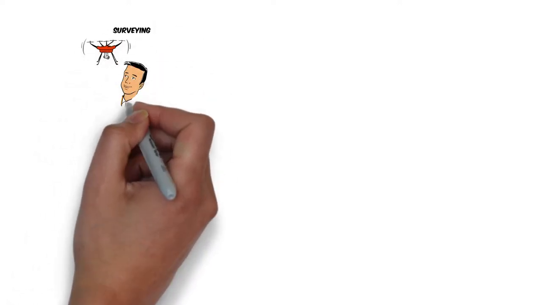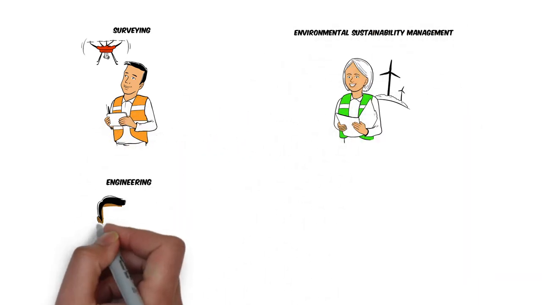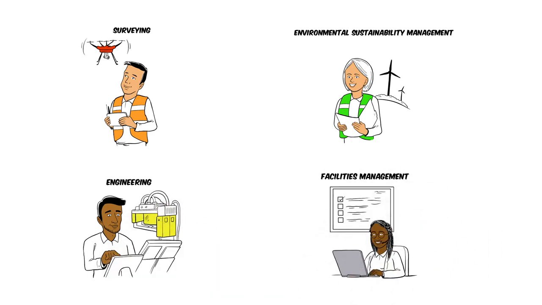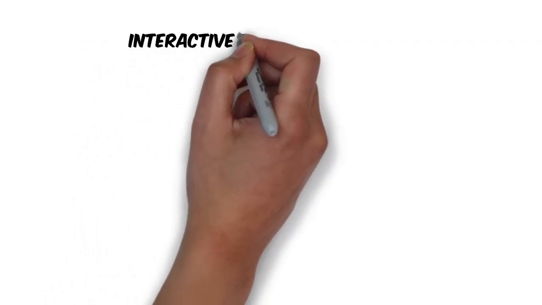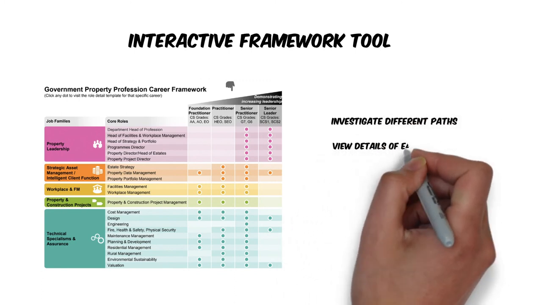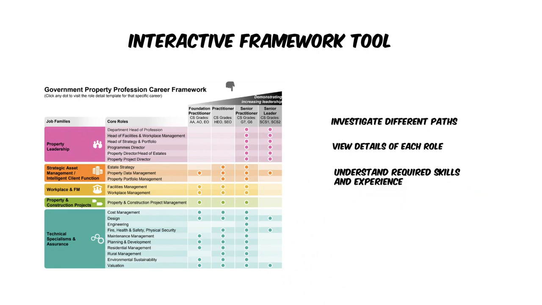There are many different career paths that can be taken within government property, from apprentices to senior leaders, and property careers can span more than one job family. To see how your career in government property could develop, you can use our interactive framework tool to investigate different paths, view the details of each role, and understand which skills and experience you need along the way.